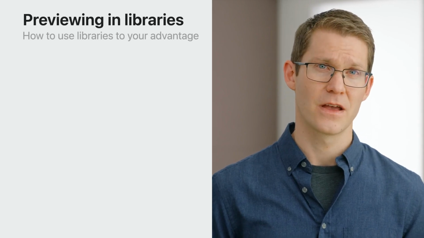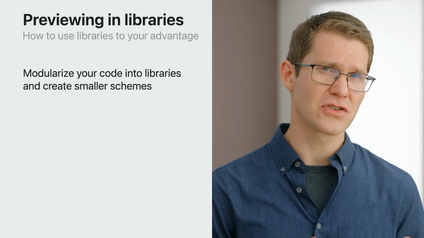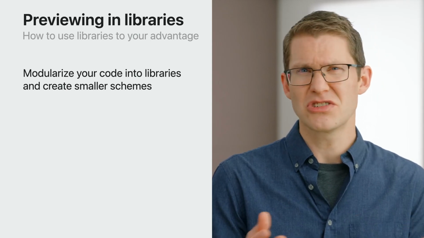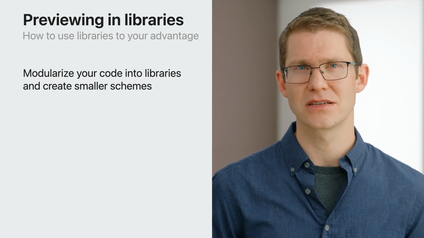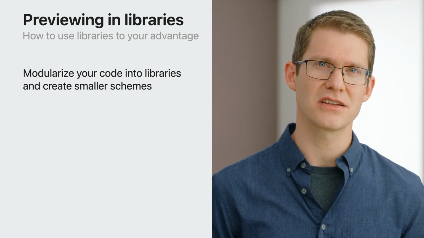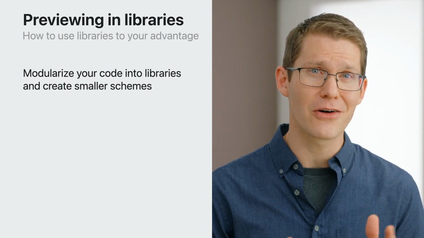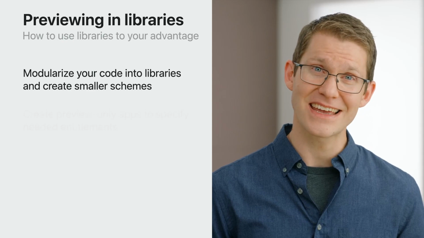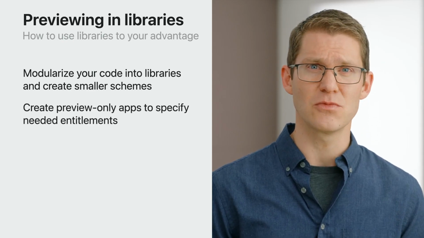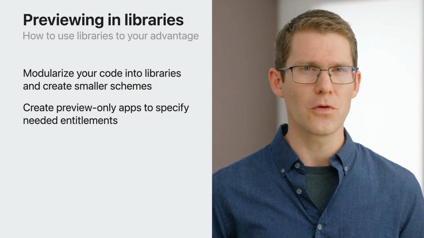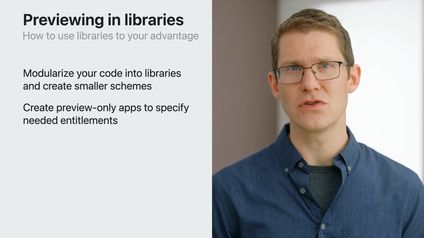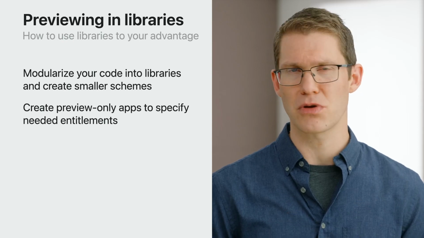First, if you modularize your app into libraries, you can create smaller schemes to get better build times, or just to be able to focus on one part of your project. And even though you are using a smaller scheme with a subset of your targets, you can still get the full power of previews. Second, if you then modularize code into libraries, there might be views that need required entitlements or info plist keys that your app target was providing. You can still preview these views by creating a small app just for previewing.